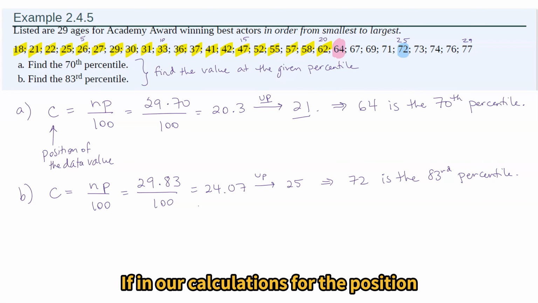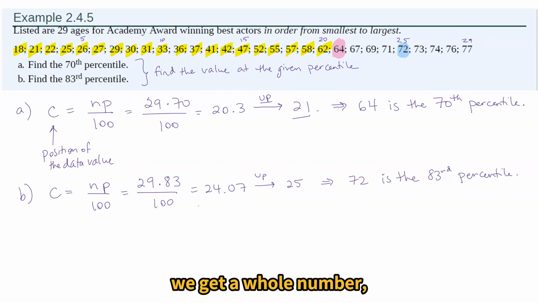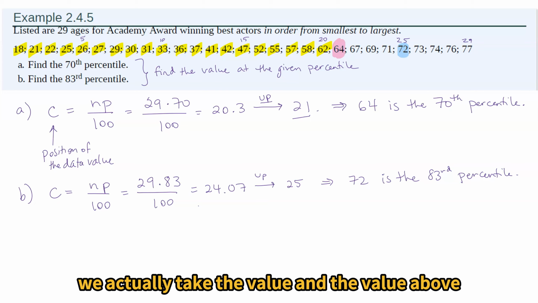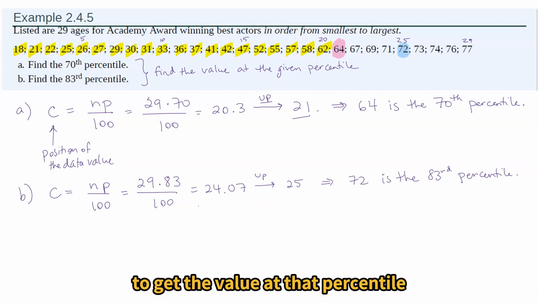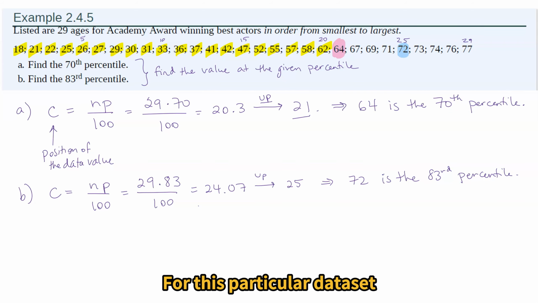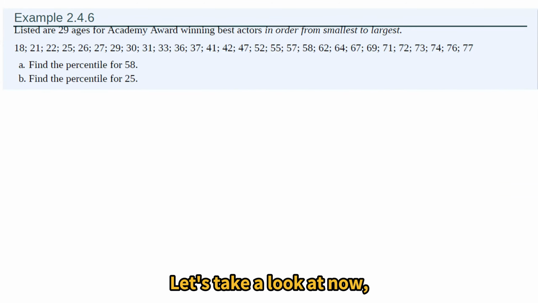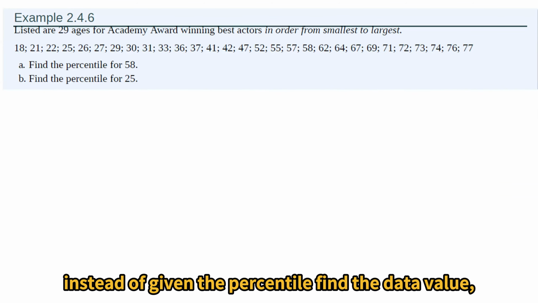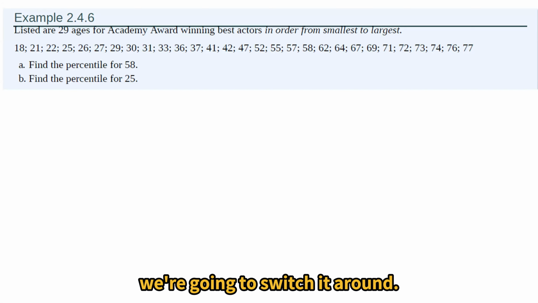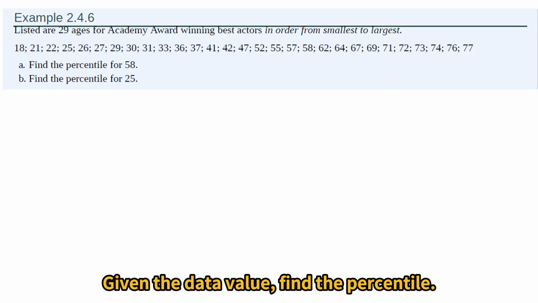If in our calculations for the position we get a whole number, we actually take the value and the value above and average them together to get the value at that percentile. For this particular data set, since we only have 29 values, we won't get a percentile rank that's a whole number. Let's take a look at now, instead of given the percentile, find the data value, we're going to switch it around. Given the data value, find the percentile.